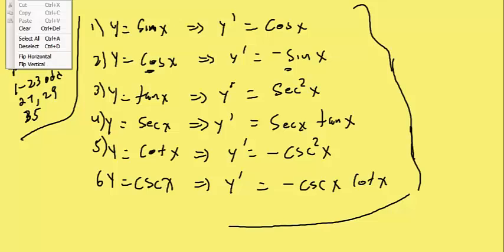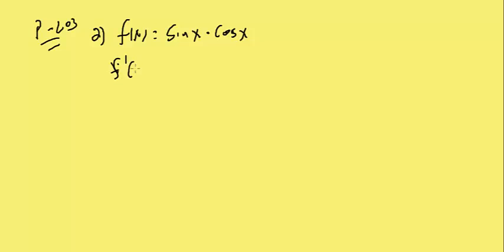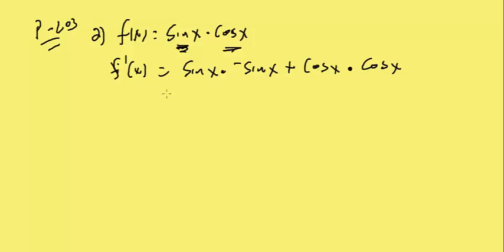Okay, so let's go ahead and start with some even problems. I'm on page 203. I'm doing number 2. I have f of x is equal to sine of x times cosine of x. So I am going to use the product rule to find the derivative. f prime of x is going to be first, which is sine of x, times derivative of second, which is negative sine of x, plus second, which is cosine of x, times derivative of first, which is cosine of x. Okay, this is negative sine squared x plus cosine squared x.